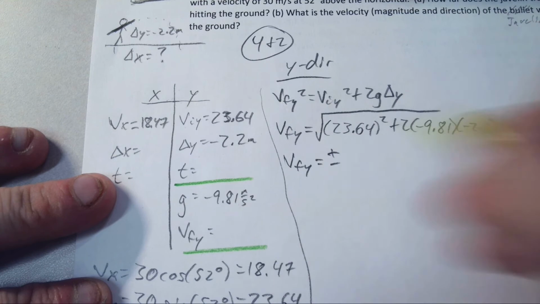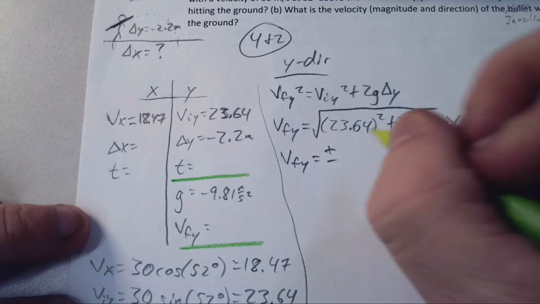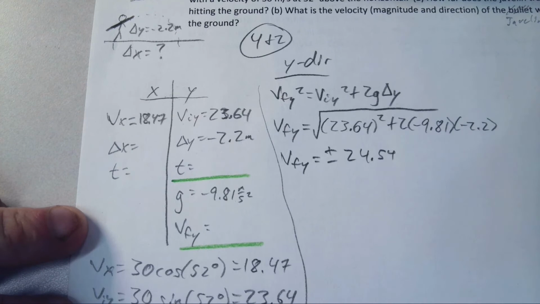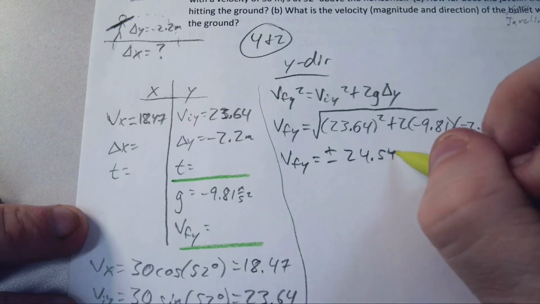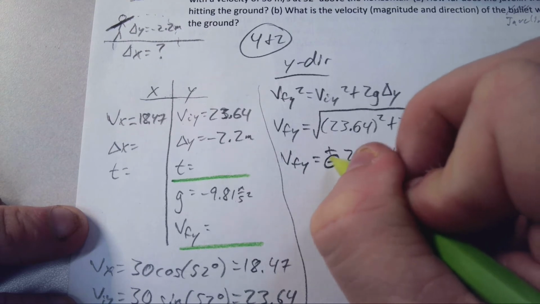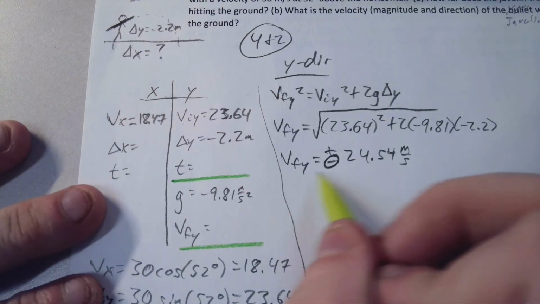So it's plus or minus 24.54 meters per second. Yes, is that the right one? Yes. We are choosing the negative because it's going down. Now it could possibly be positive, but it would be something where, like if you shot an arrow and it stuck into a tree as it was still going upwards, that would maybe be a possibility.